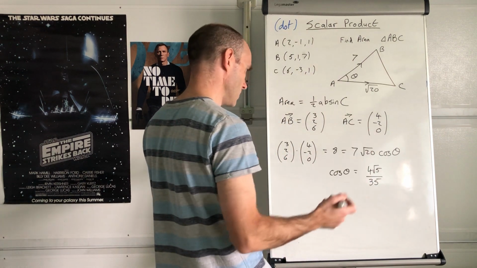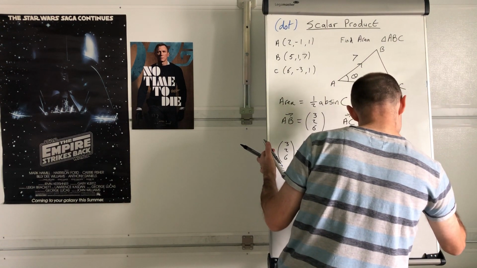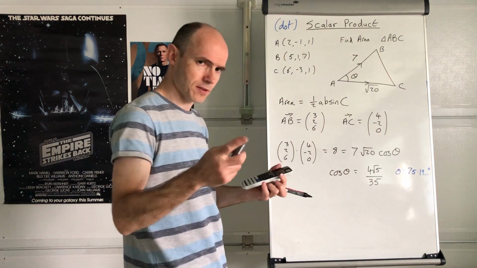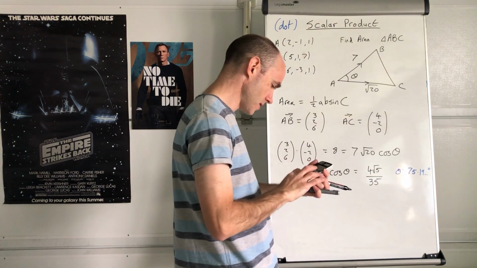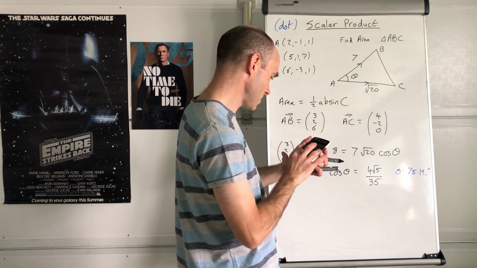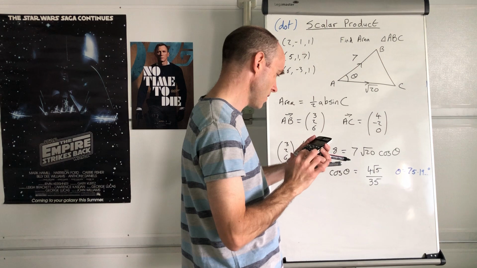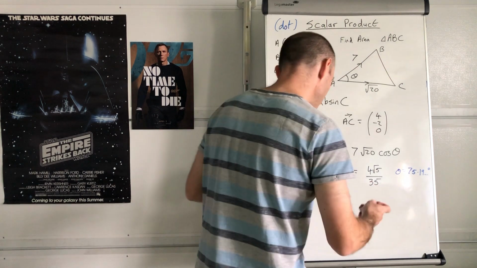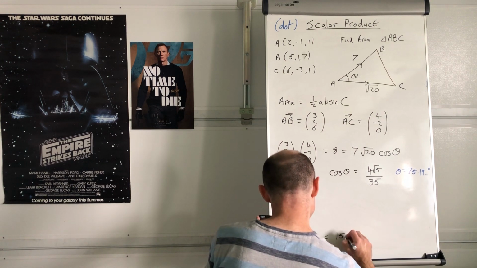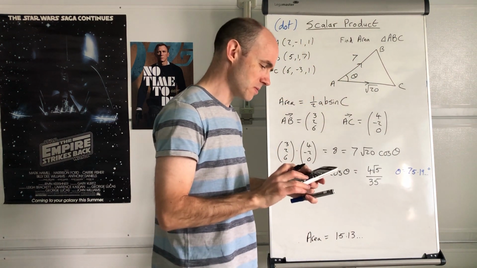So what can I do? Let's write it there, shall we? Theta is 75.19 something degrees. If you're doing that, then just do the sine of that angle, 0.966, times by root 20, times by 7, divided by 2, 15.13. So that means that the area has got to be 15.13 something units squared. So that's one method. Not my preferred approach, that's one method.